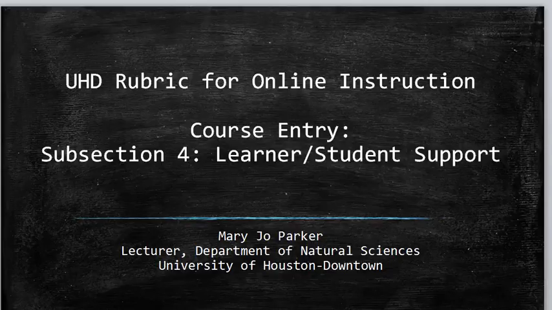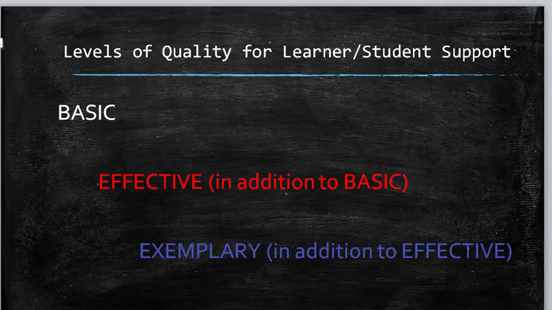I'm going to present some information from the rubric for online instruction, and the topic deals with learner and student support. There are three basic levels of quality when we're talking about learner or student support: basic, effective, and exemplary. Of course, we all strive to be exemplary, and as you begin, you want to ensure that your course meets the effective levels.